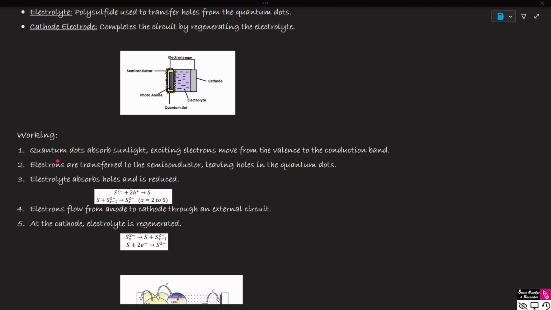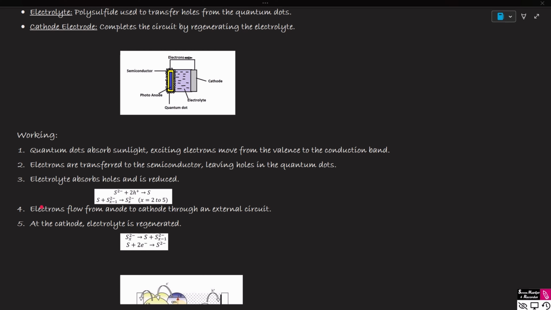Here it works as a solar cell, as we have seen in farms and in hot places. Quantum dots absorb sunlight. Excited electrons move from the valence band to the conduction band. So we need conduction of electricity, right? From the conduction band, the electrons are further transferred to the semiconductor, leaving holes on the quantum dots. The holes are positively charged, so they are left in the quantum dots only.